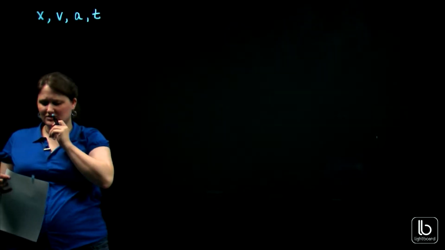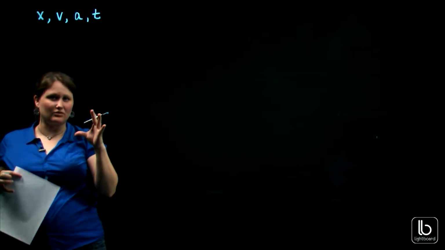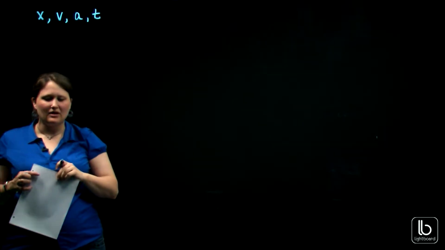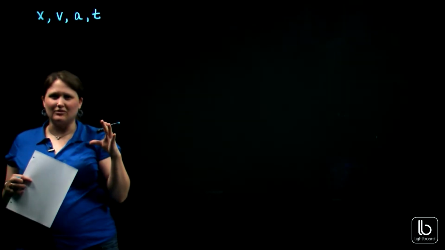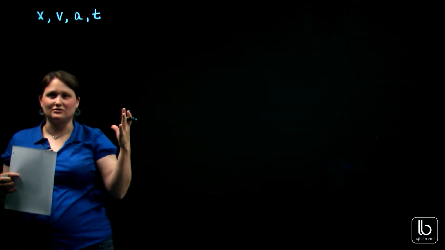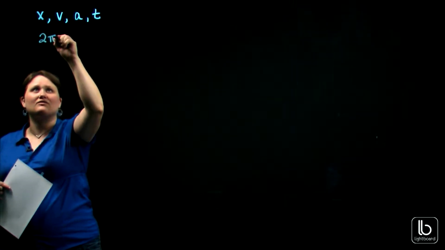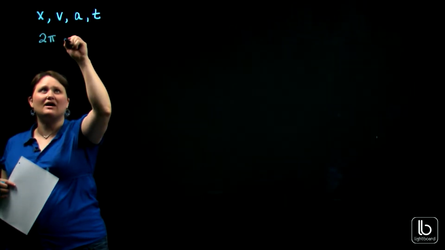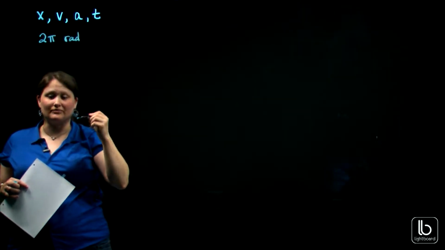And we also talked a little bit about angular motion. And so we talked about circles. And remember, anytime we were talking about circles, we were talking about the fact that there are 2 pi radians in any given circle.